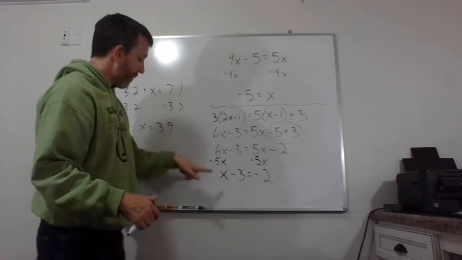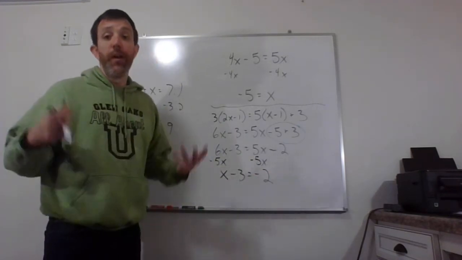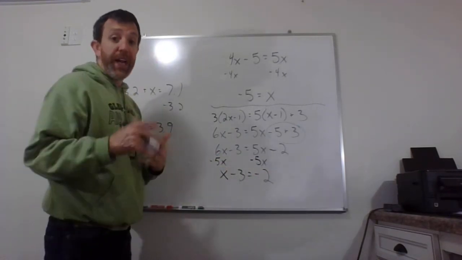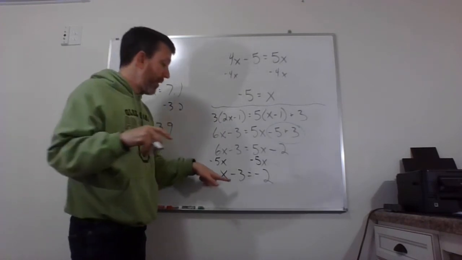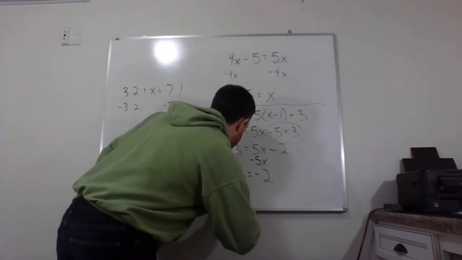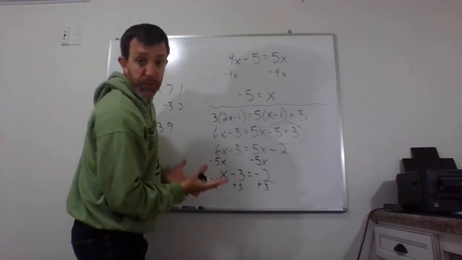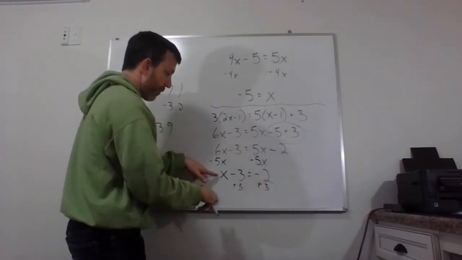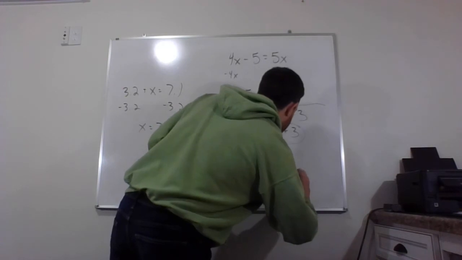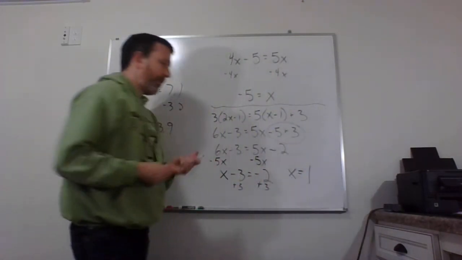Okay, that made the 5x go away. And now look at what we have. We have x minus 3 equals negative 2. Now I can see exactly what I have to do. I don't have any choice at this point. I have to add the 3. So I add 3 to both sides. And of course, I'm running out of room on my whiteboard. So I'm going to tuck it over here on the side. And we get x is equal to 1.